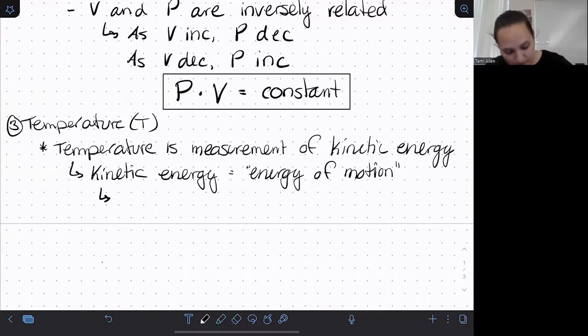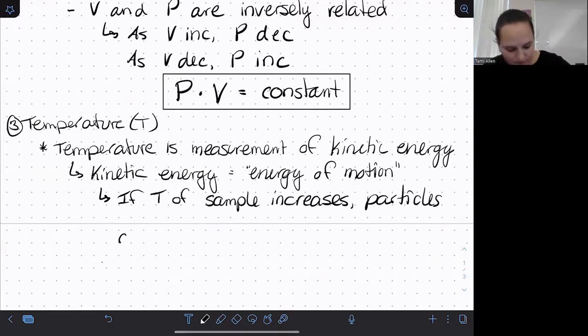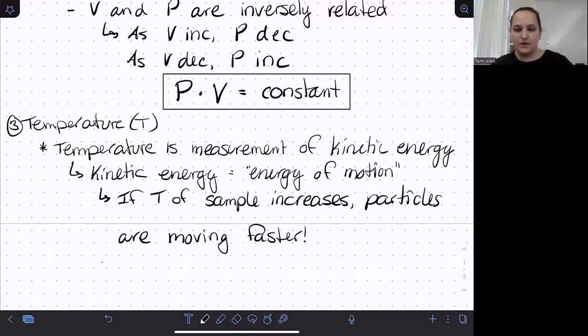So if the temperature of a substance or a sample increases, what that means is at the molecular level, the particles are moving faster, they're speeding up. So if we think about temperature from this perspective and kind of switch back into how does this affect pressure in terms of the collisions with the walls of the container, moving faster means your particles are going to hit the container more often.